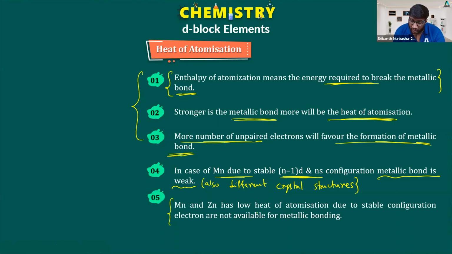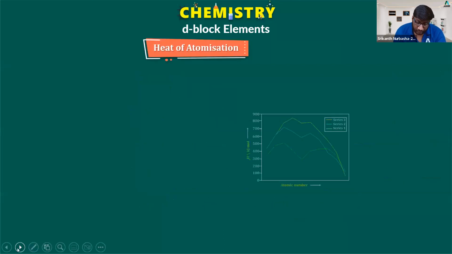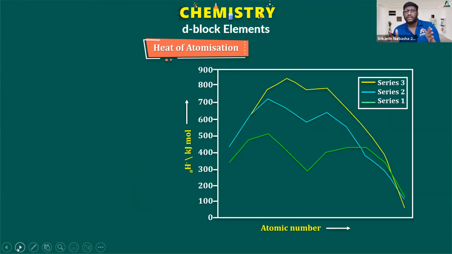Manganese and zinc have the lowest heat of atomization due to stable electronic configuration and are not available for metallic bonding. So that is what you can understand. So from these points, can I draw the graph again? Same points. Stronger metallic bonding means it is very difficult for that metal to melt. So melting point is high.